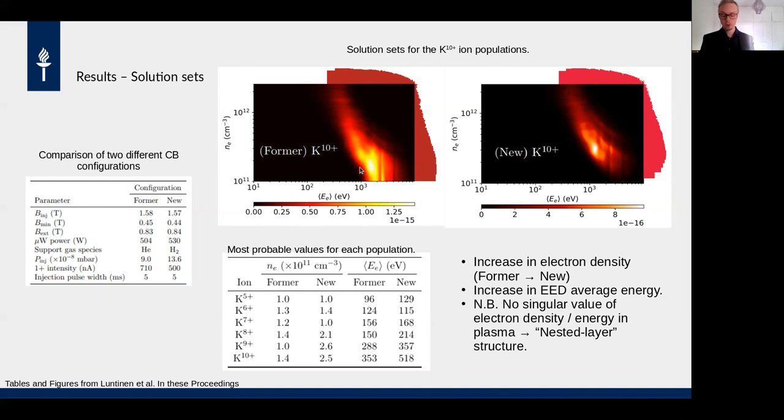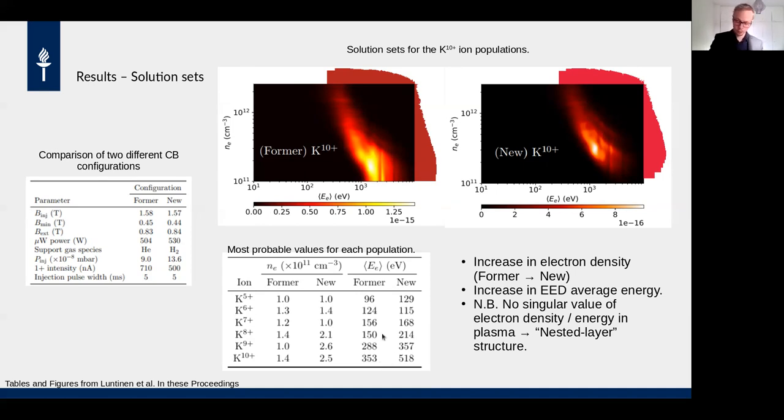Similar solution sets were obtained for potassium charge states 5+ through 10+. The table below tabulates the most probable values of electron density and average energy obtained from the maxima of these histograms. From the table, we can infer an increase in the electron density from the former to the new configuration, in particular in the case of the high charge states. A similar increase is seen in the case of the average energy of the EED.